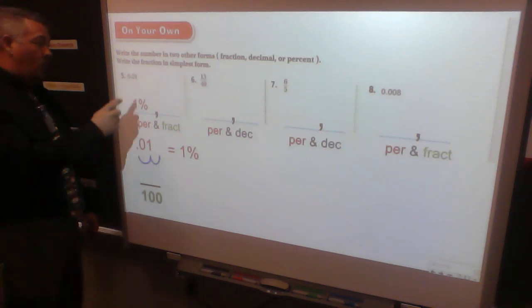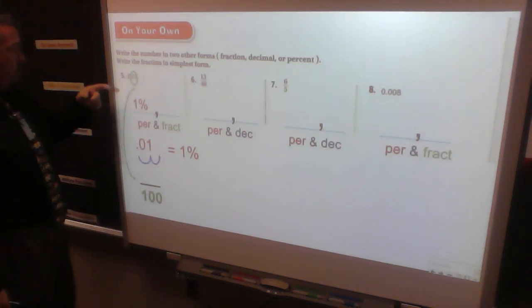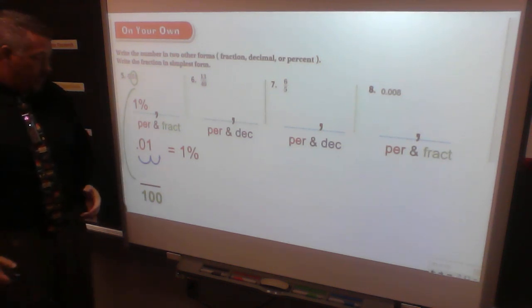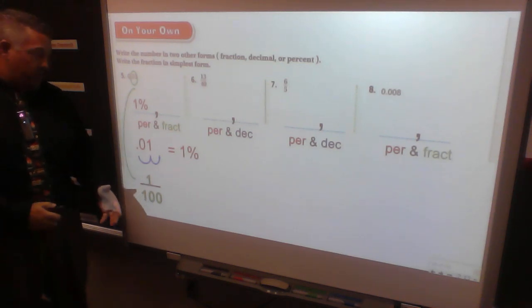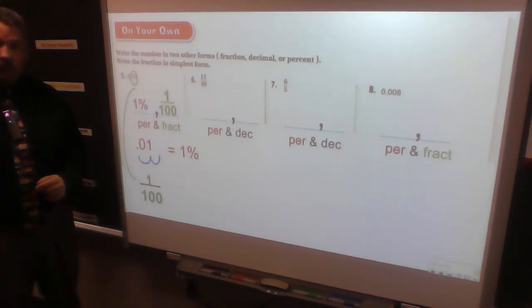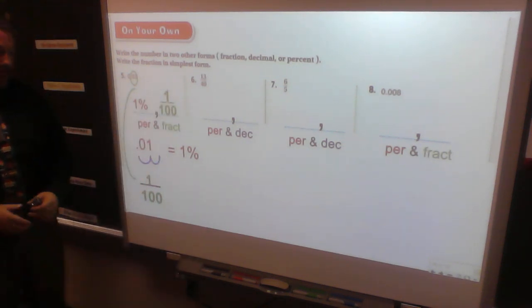100th, right? Which also says my denominator has to be 100, and therefore I put my 1 on top. Either way, it's going to be 1 over 100, which is 1/100th, and that's my fraction. Okay? So I have another point that one is worth.